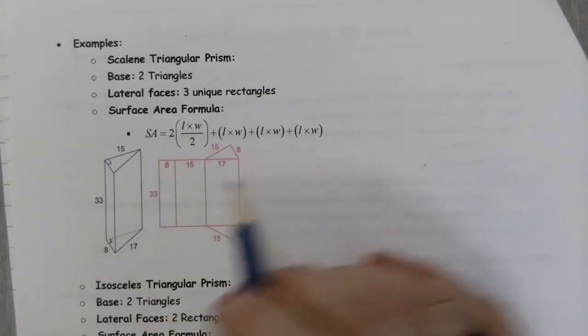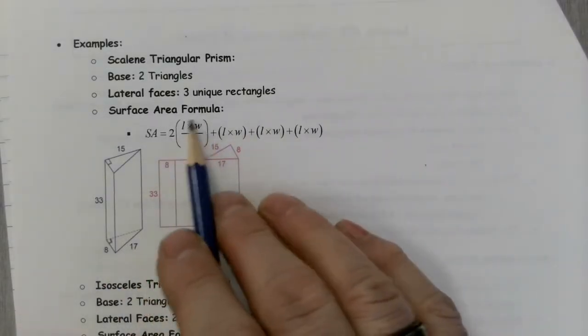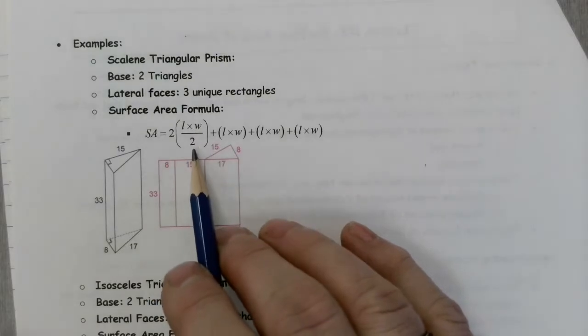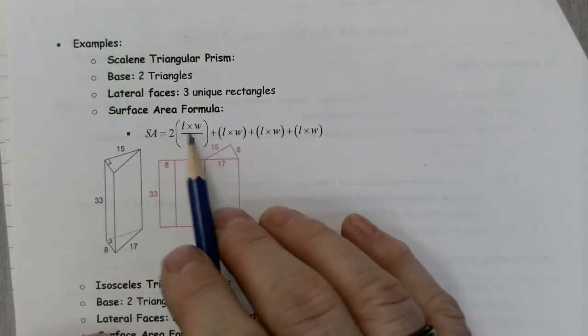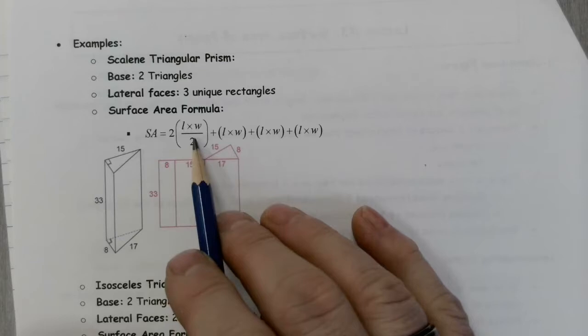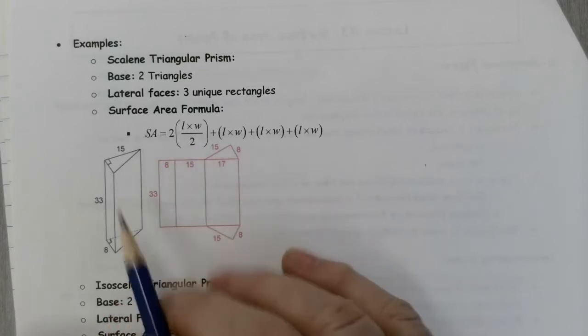So here we go. Here's our surface area formula, and you'll notice right here 2 times the area of a triangle. Well, that's because that's our base. And so we've got our length times width divided by 2. There's our triangle. And then we multiply by 2 because there's 2 of them.